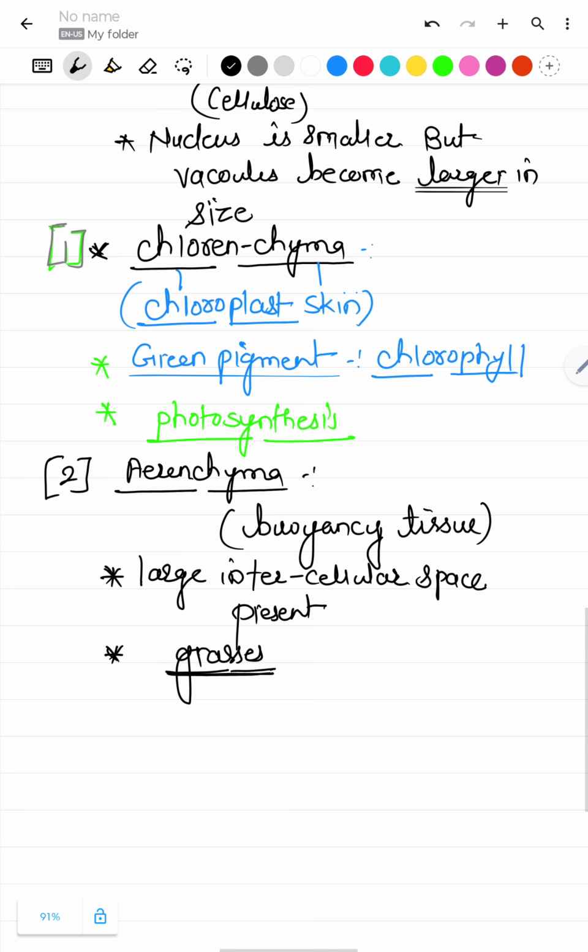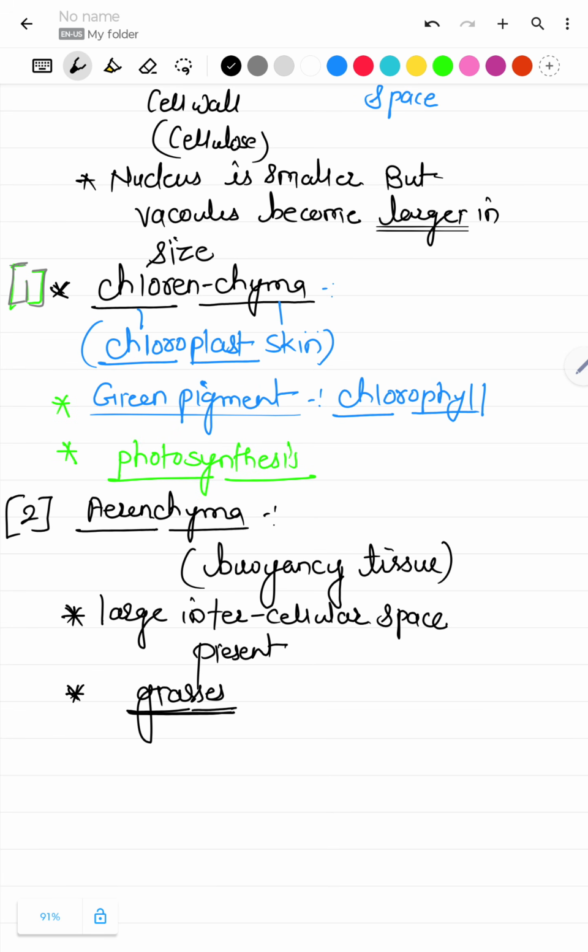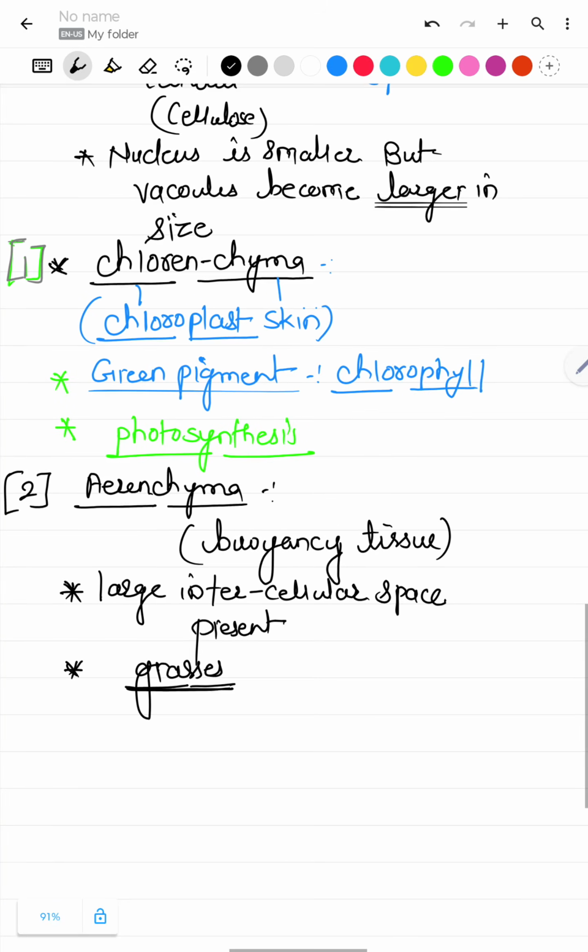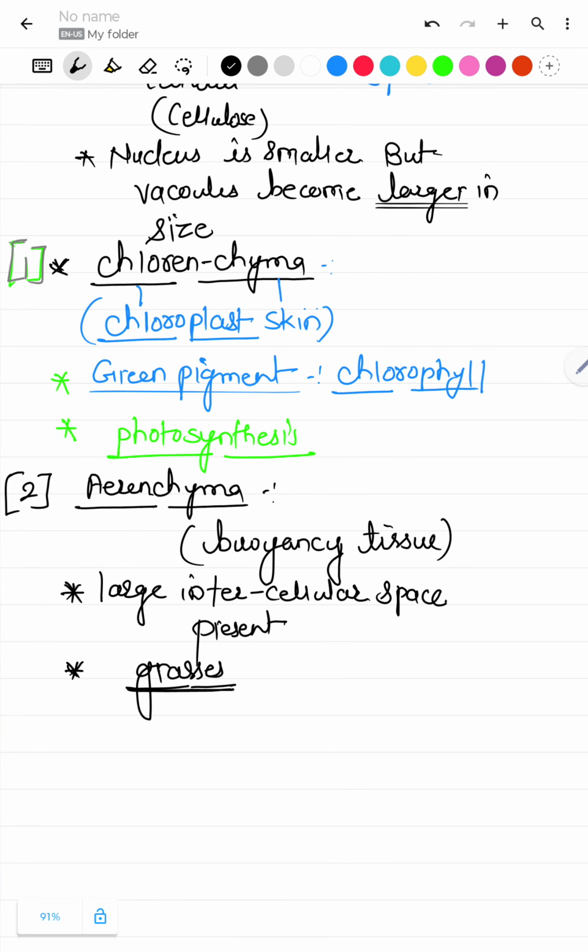So today we discussed the simple permanent tissue. There are basically two types: the simple permanent tissue and the complex permanent tissue. Simple permanent tissue has three types: parenchyma, collenchyma, and sclerenchyma. Parenchyma is the living tissue. Its cell wall is thin and made up of cellulose, the nucleus is smaller in size, and the vacuole is larger in size. There are two types: chlorenchyma and aerenchyma. The remaining part we will discuss tomorrow. Thank you.